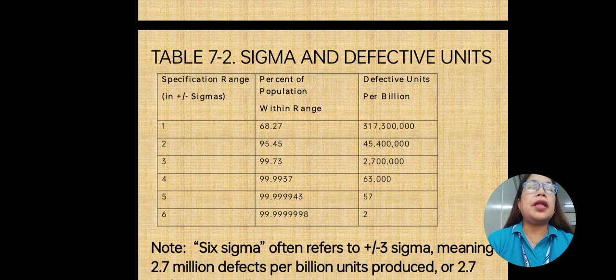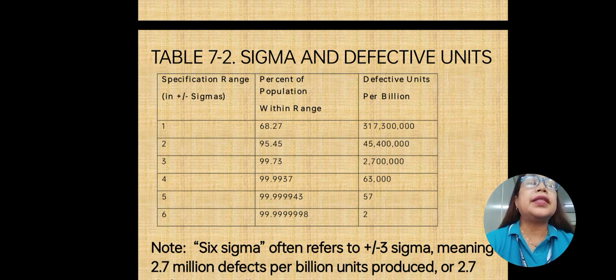Table 7-2 shows sigma and defective units, which is the specification range in plus or minus sigmas, the percent of the population within the range, and defective units per billion. Number 1 is 68.27%, equivalent to 317,300,000. Number 2 is 95.45%, which is 45,400,000.